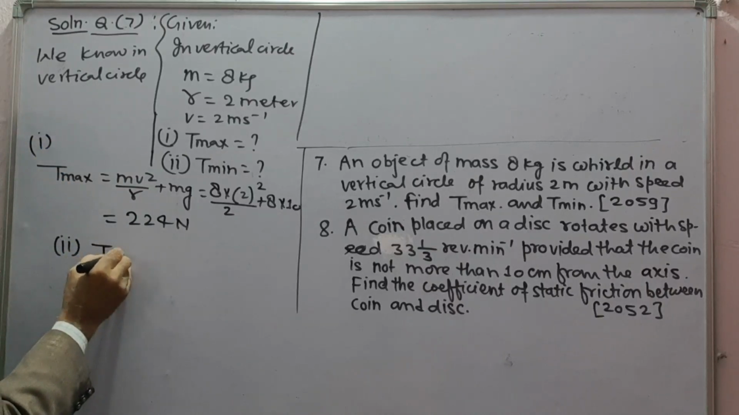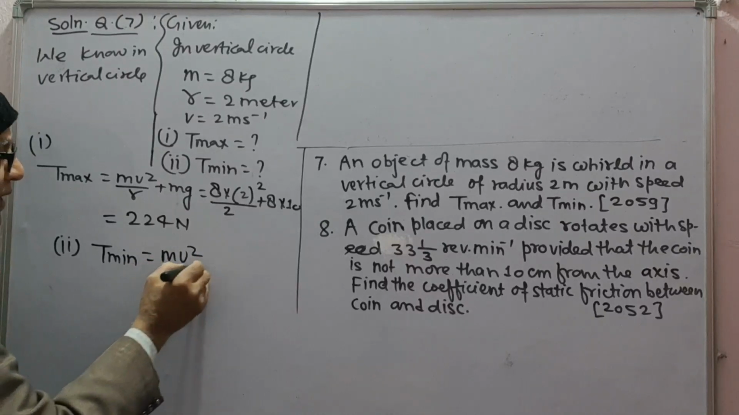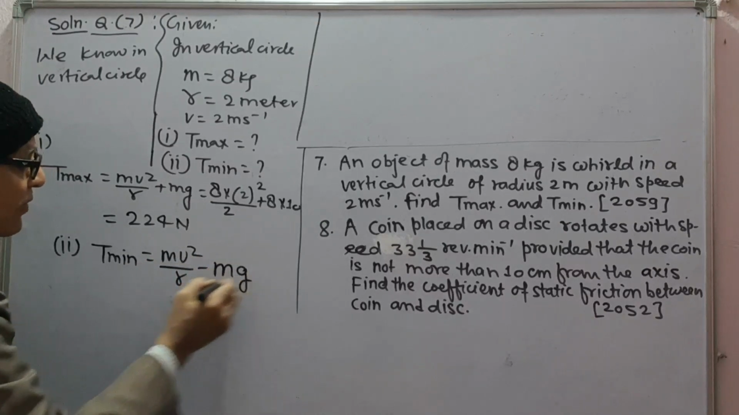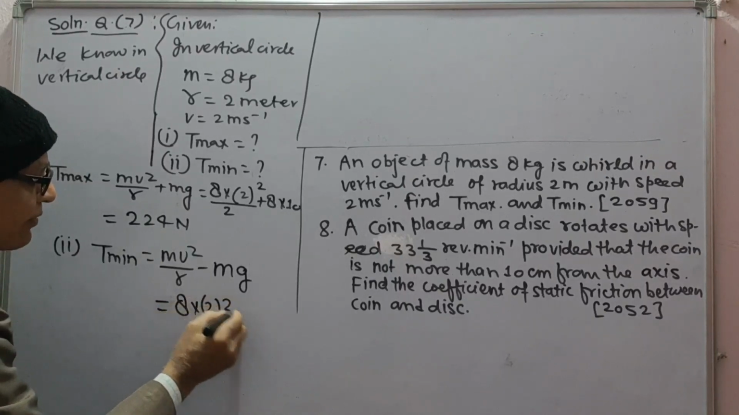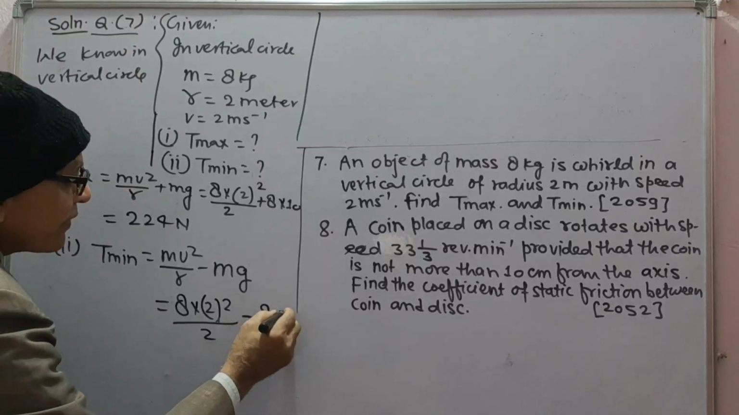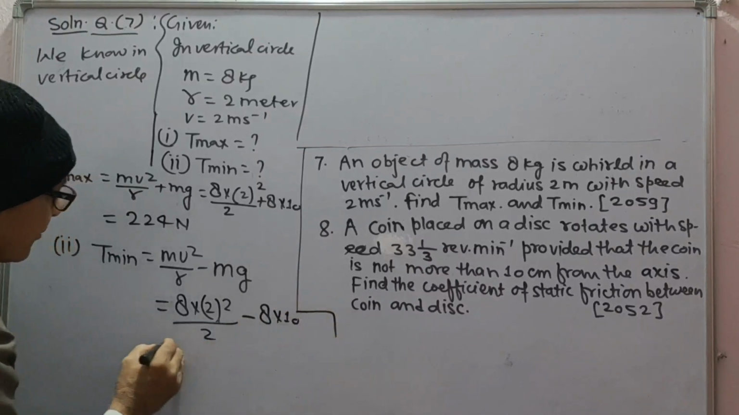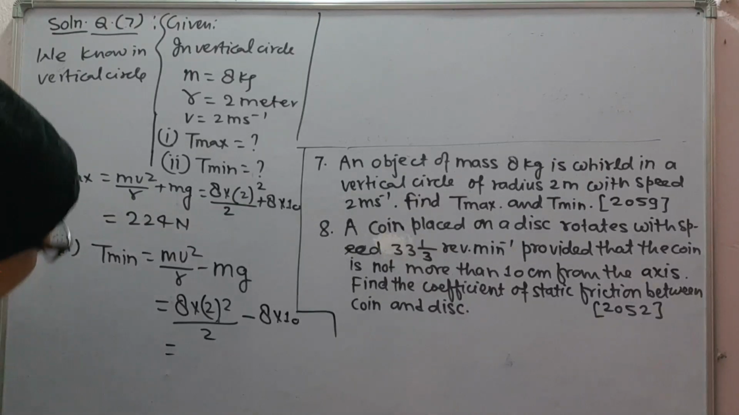Now second part, T minimum is given by mv square upon r minus mg. Values are known. 8 into 2 square upon 2 minus 8 into 10, which gives T minimum as 64 Newton.